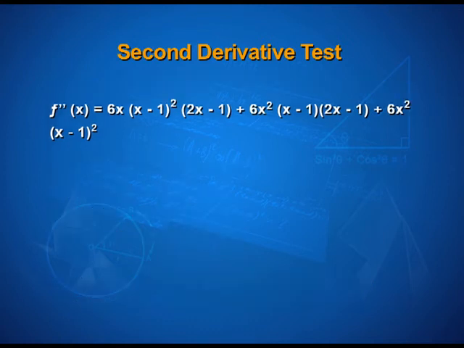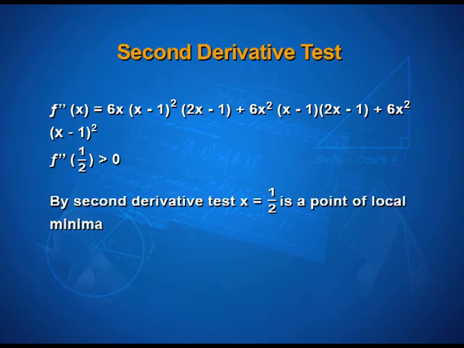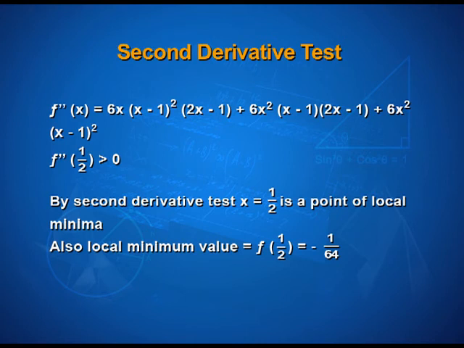The third value that we had got as a critical point was half. So, f double dash at half is greater than 0, which means by the second derivative test that x equal to half is a point of local minima. The local minimum value will be the function's value at half. In this case, as you replace x by half in the function, you get negative 1 by 64. That's the local minimum value.